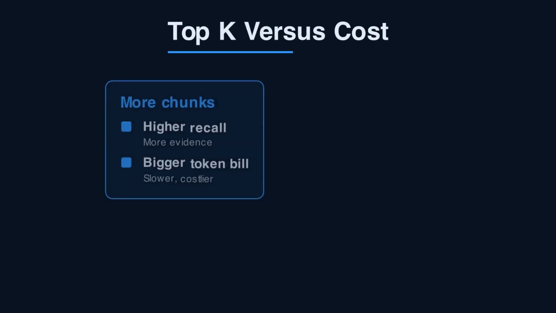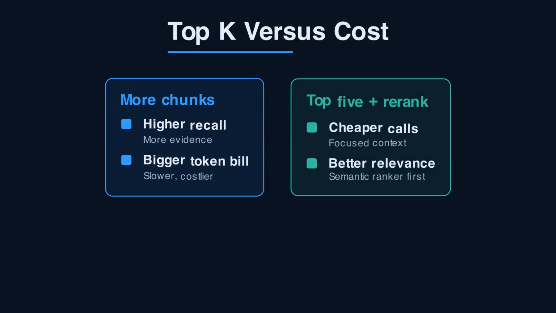Top K is your context versus cost dial. More chunks lift recall but inflate your token bill. Start with the top 5 chunks after ranking. Measure groundedness before you reach for more. The semantic ranker in Azure AI Search reorders by relevance. Re-ranking usually beats stuffing extra context in. Watch context window limits on your chosen model. Prices and limits shift, so check current Azure docs.